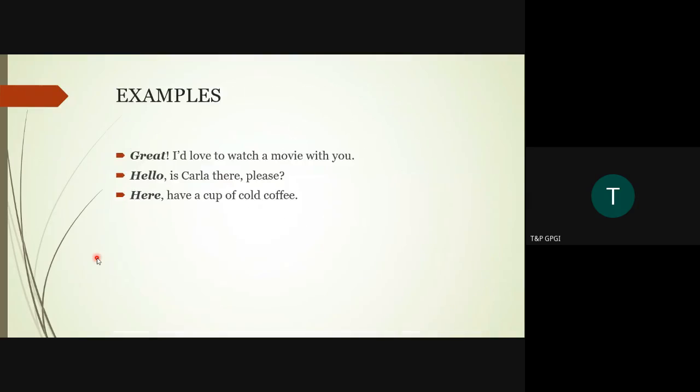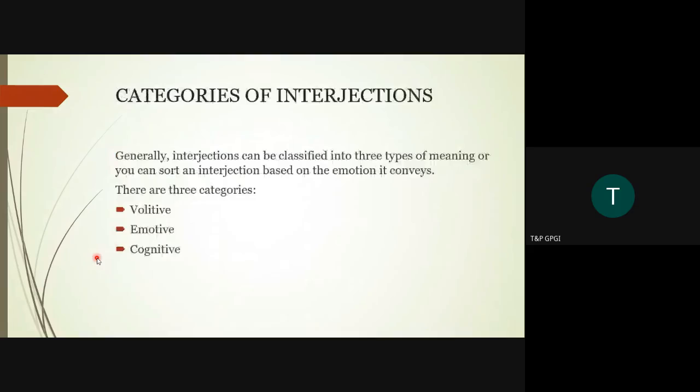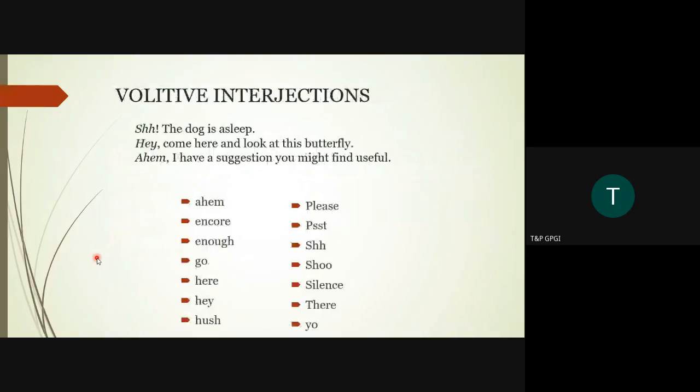Anyway, so now we'll move on to the categories of interjection. Generally, there are three categories of interjection, namely volitive, emotive, and cognitive. So I'll give you an example of a volitive interjection, which goes as, or however you want to pronounce it, or enough, enough, and then an exclamation mark.